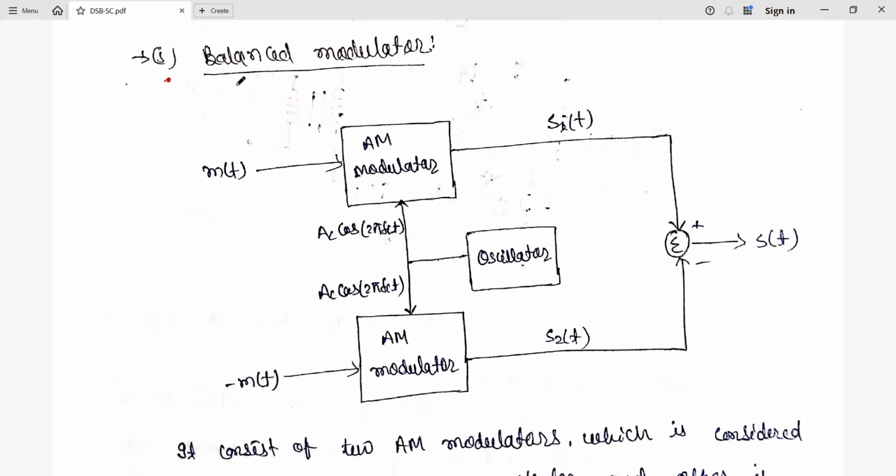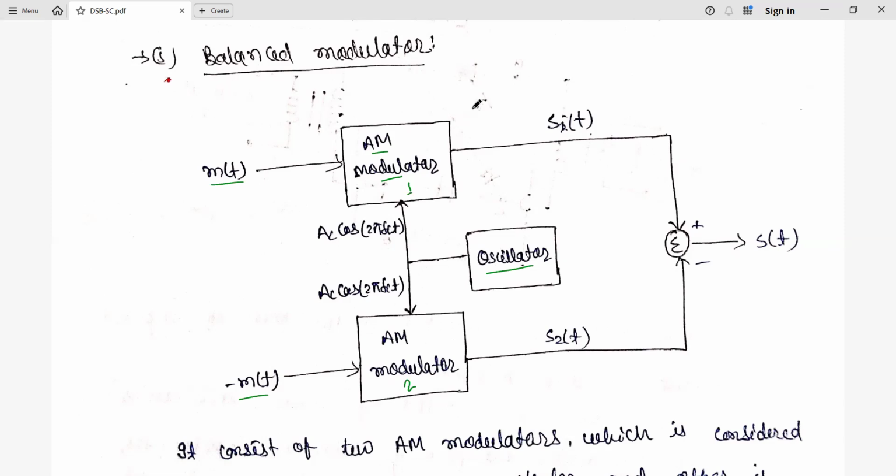The name itself is what? Balanced. So how are we going to balance? When we have two things, we are going to balance. So here we have AM modulators. Two AM modulators are used: AM modulator 1 and AM modulator 2. In one AM modulator, m(t) is given directly as the input, whereas in the second AM modulator, minus of the message signal is given as the input. Both modulators are given the same carrier, Ac cos 2 pi fc t.